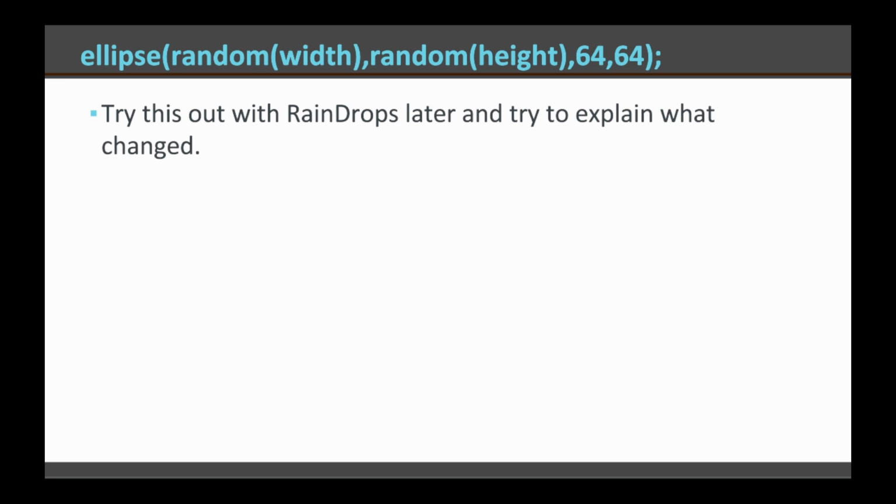Now, this is sort of an aside for you. I encourage you to go into the raindrops example, and change the ellipse call to this call in the title. Your goal should be to explain what changed and why it changed. So if you want to dig a little deeper, or if you're a little curious, or if you don't think you understand it, this would be a great way to test your knowledge.